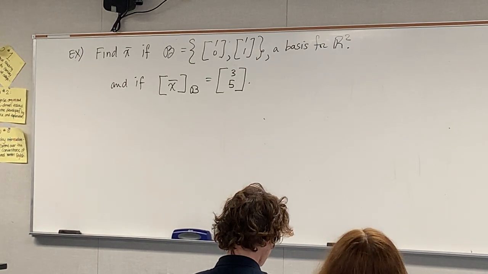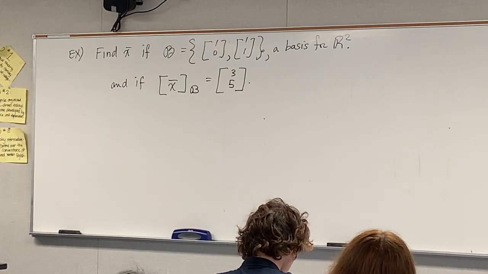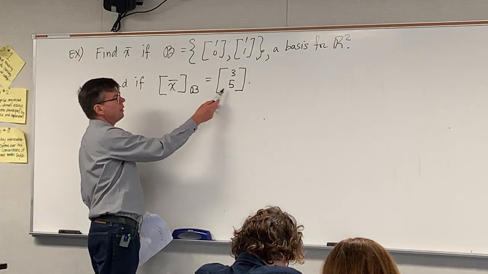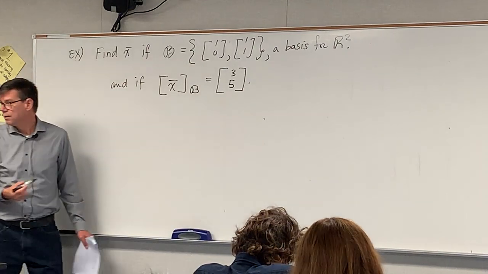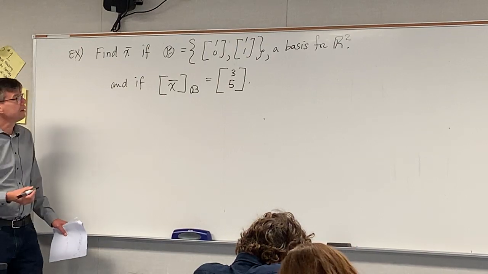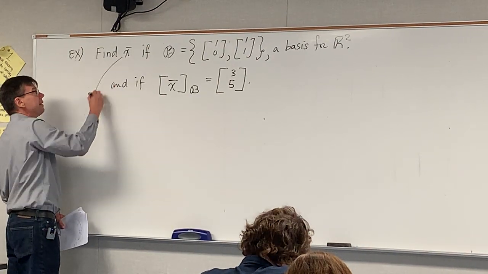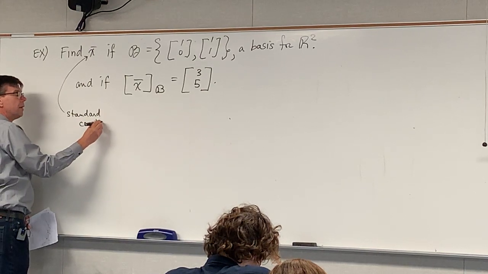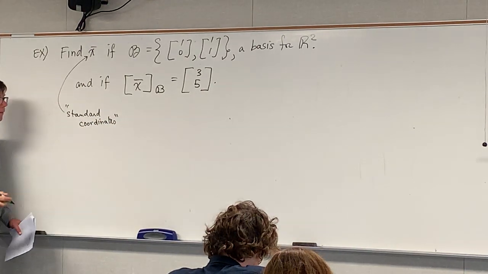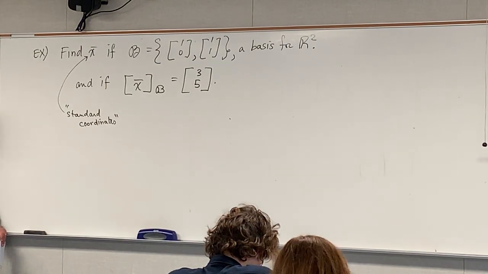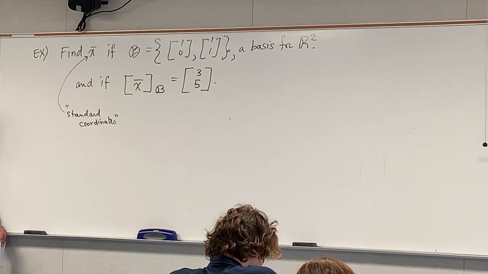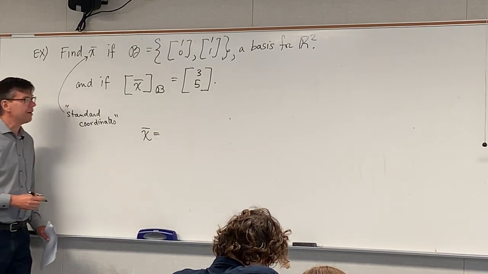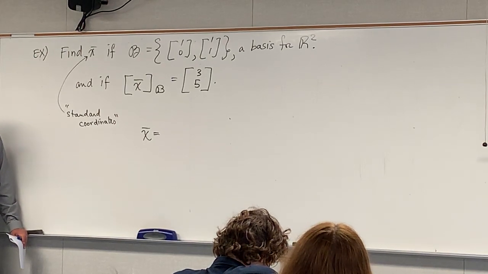This is just the reverse direction of what we just did. So instead of starting out with an x and finding its coordinates in another basis, we're saying we know the coordinates of x in this basis. What are the standard coordinates of x? When we write x by itself, this always means standard coordinates. No inverse to calculate. We just have to know how to interpret this notation. Do you see what x is going to be?